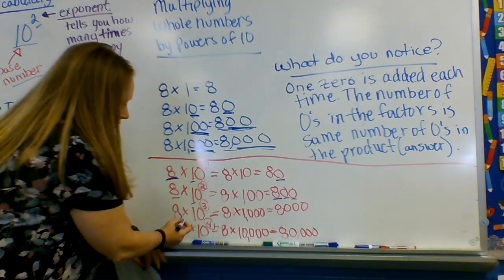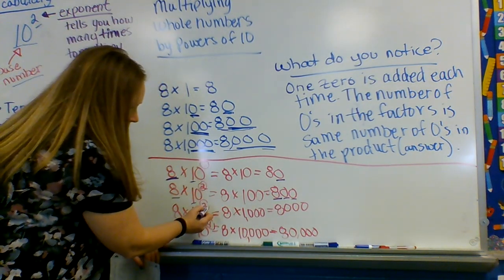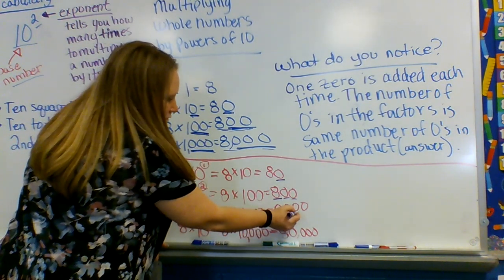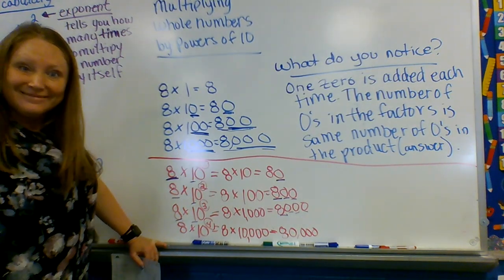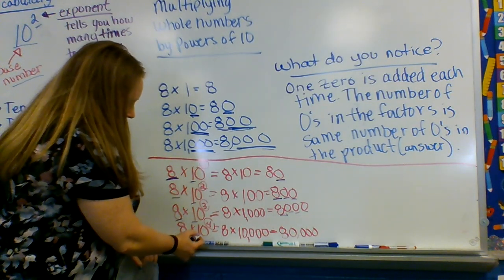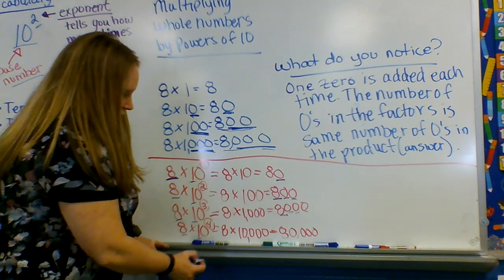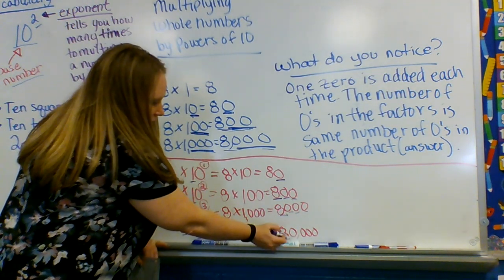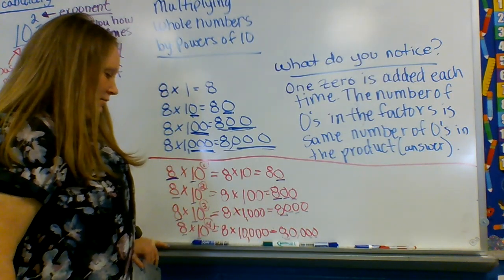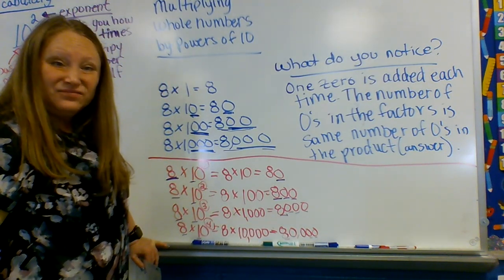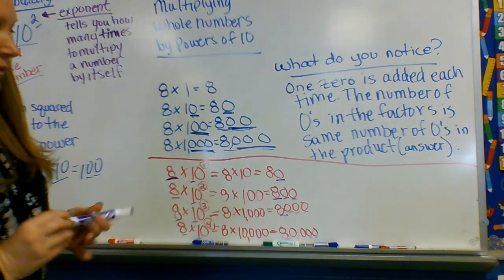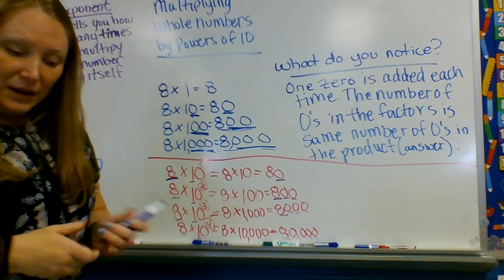Easy. This is 8 times 1 with 3 zeros. So 8 times 1 is 8 with 3 zeros. 1, 2, 3, 8,000. Easy, right? This is 8 times 1 with 4 zeros. So that's 8, 1, 2, 3, 4, 80,000. Pretty simple stuff, huh? It looks hard. This looks like middle school and high school stuff, but it's really easy, okay?